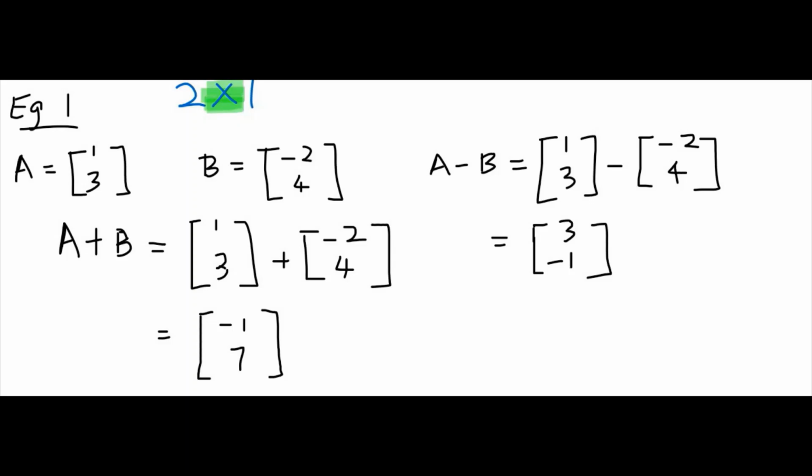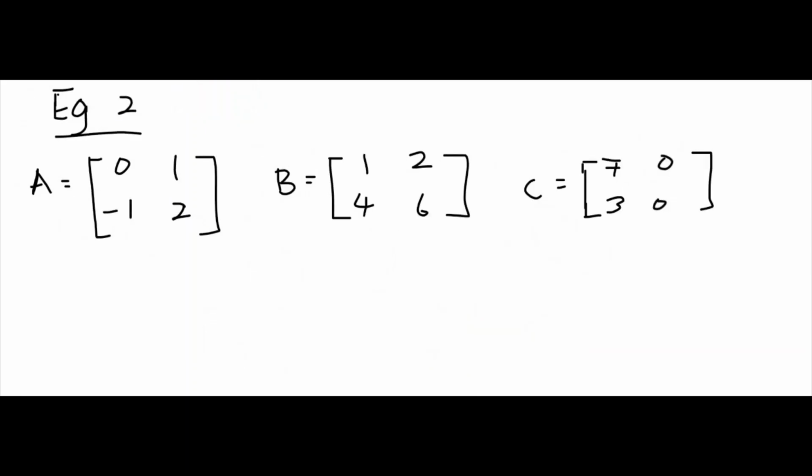So the key to doing operations on matrix will be to make sure that both matrices that are involved in doing whatever operations must have the same size. But this only works for both addition and subtraction. Okay, multiplication will be a different story, and we're going to do that in another video. Okay, so let's try another example.